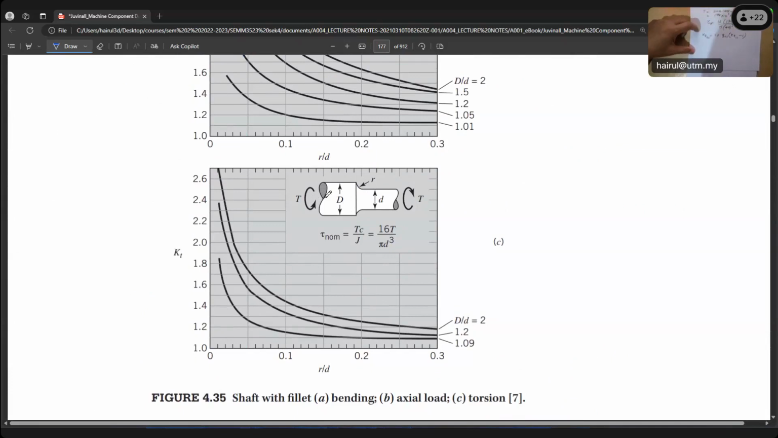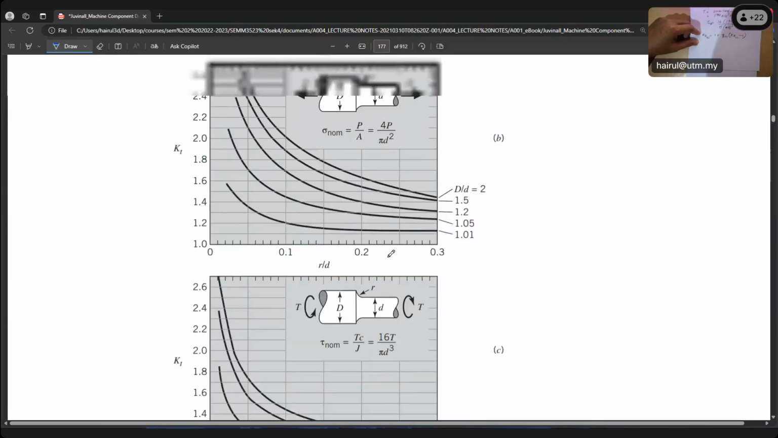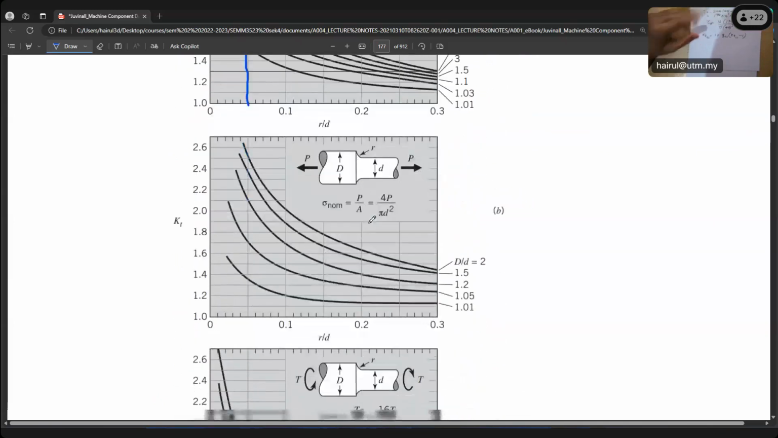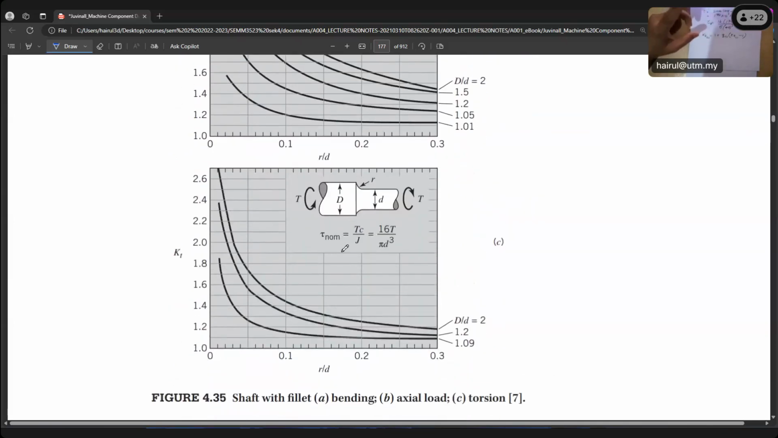Okay, in this case, KT. Since our D over d tadi just now berapa? D over d, okay, is a ratio. D over d is 1.5, right? D is 60. The smaller d is 40. D over d is 1.5. And r over d is 0.05. Okay, you use this one. Do not use yang bending. You get the wrong KT. This one to find the KT.